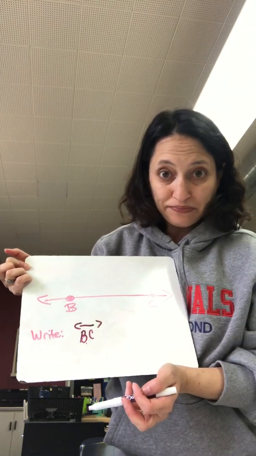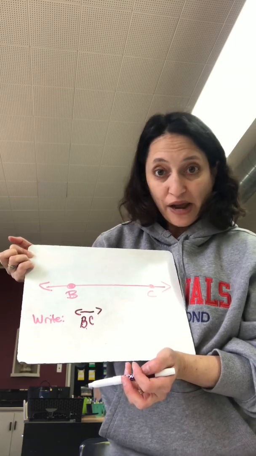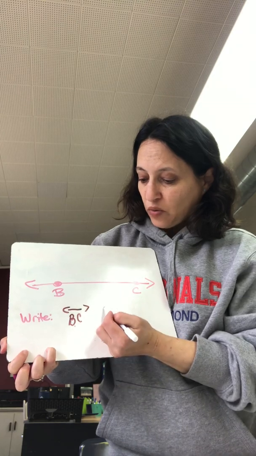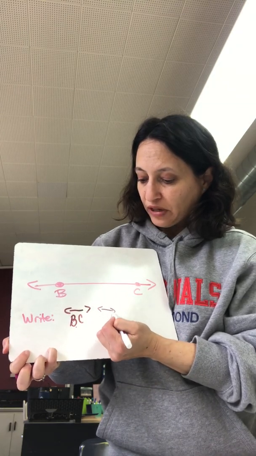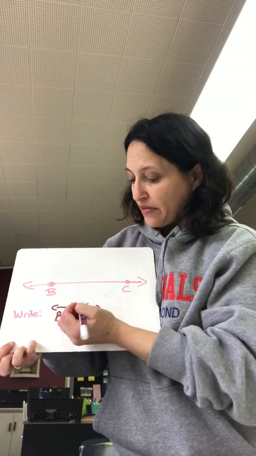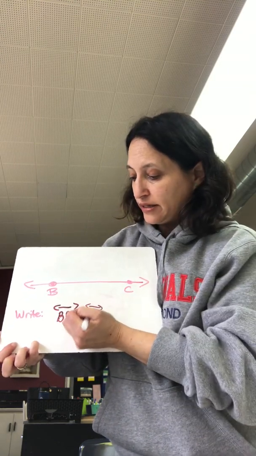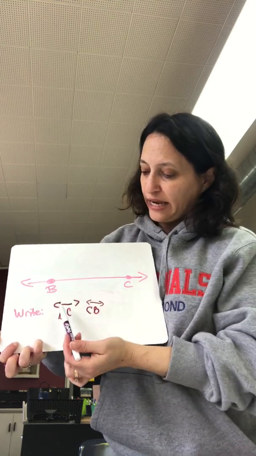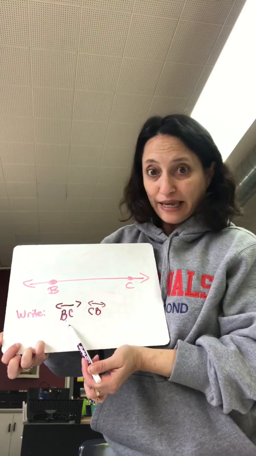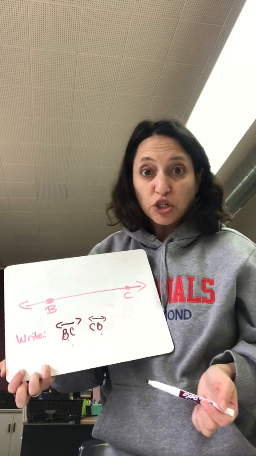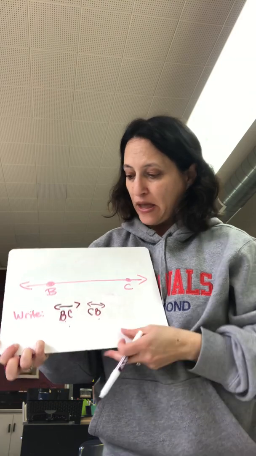But guess what? Lines can go in different directions, right? So you could write it another way. We draw the little symbol for a line with two arrows on the top, and then you could also name it CB. So this line is actually named line BC and line CB. You can name them two different ways. All right, so those are lines.